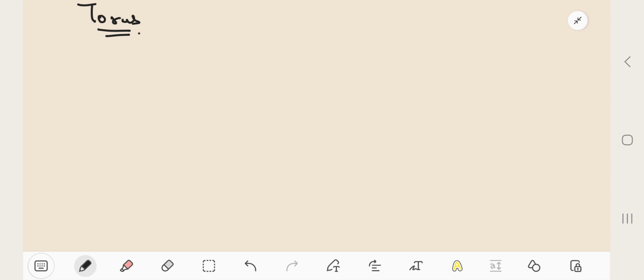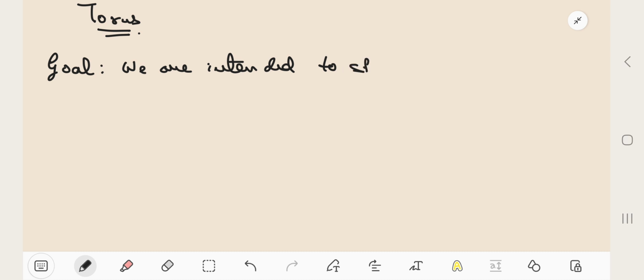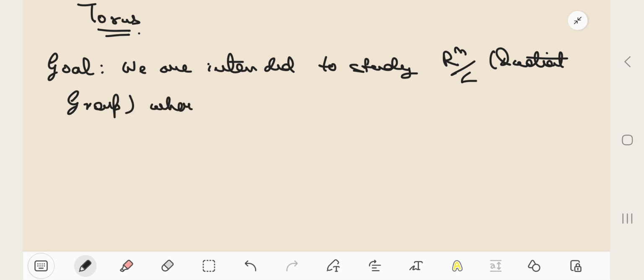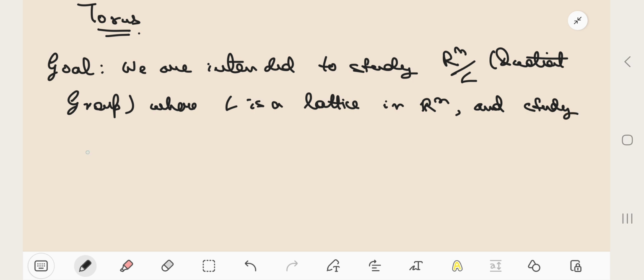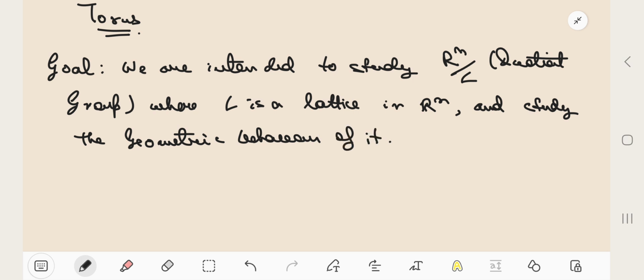Okay, so let me just write the goal. We are intended to study the quotient group R^n modulo L, where L is a lattice. I don't need it to be an n-dimensional lattice readily, but still we will discuss that. It can be a lattice of any dimension less than n as well. So where L is a lattice in R^n, and then study the geometric behavior of it. Okay, so this is our goal for this lecture.